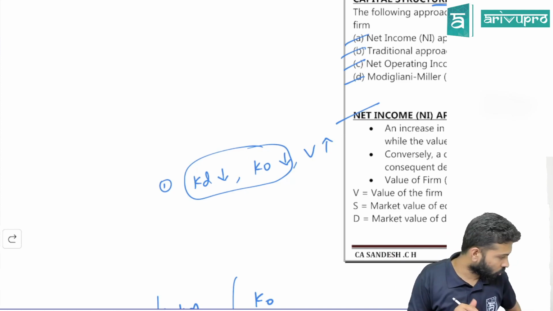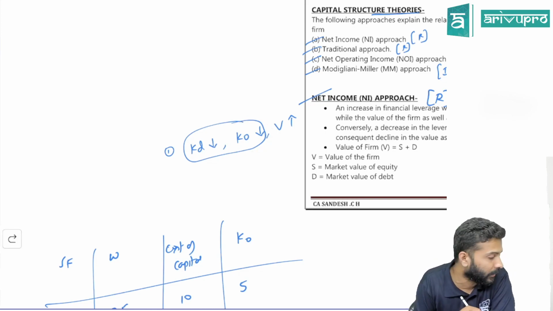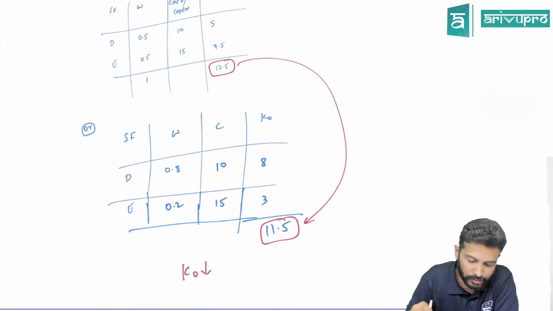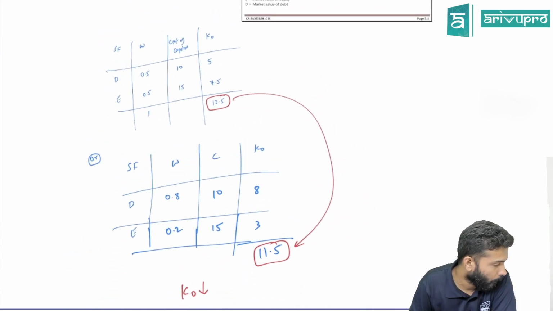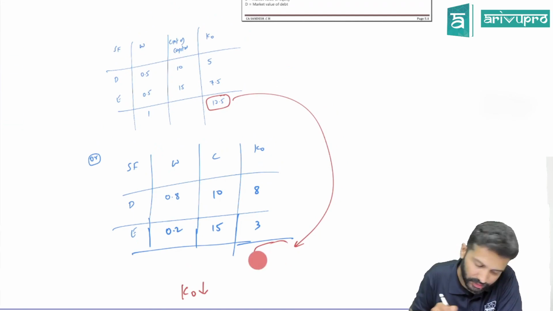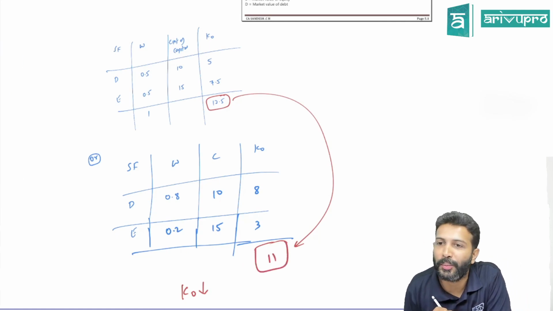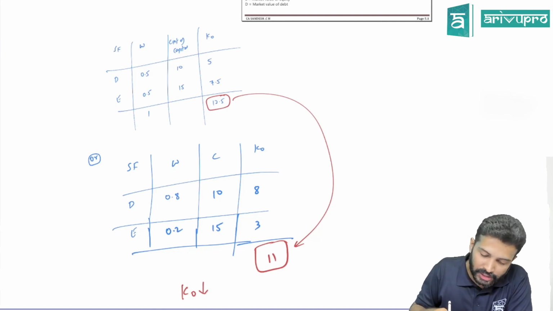Now, online also good, no? If you use more and more debt, your overall cost of capital will reduce. That's what we have proved using this particular example. 11, okay, not 11.5, they're saying it's 11. Okay, done. But either way, it is reduced. That is the point I'm trying to make. Okay, no? Alright.